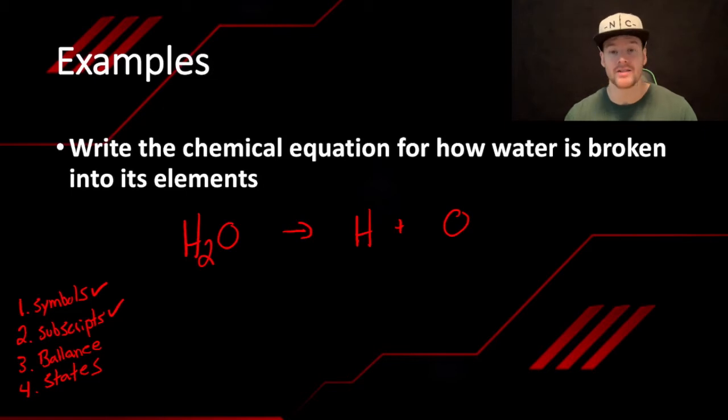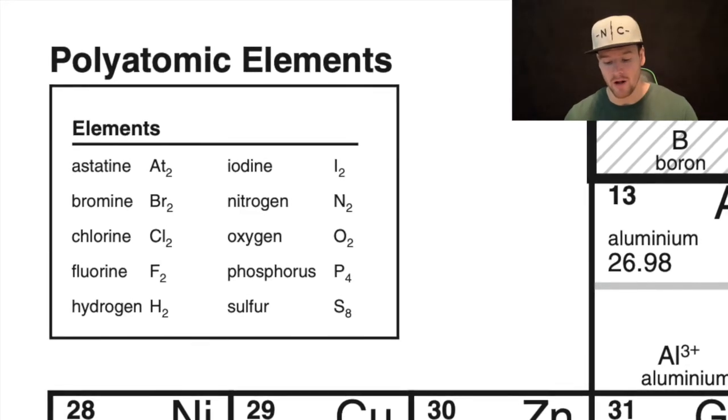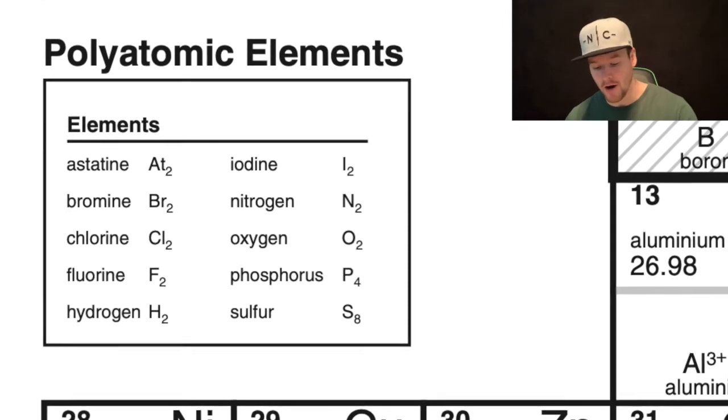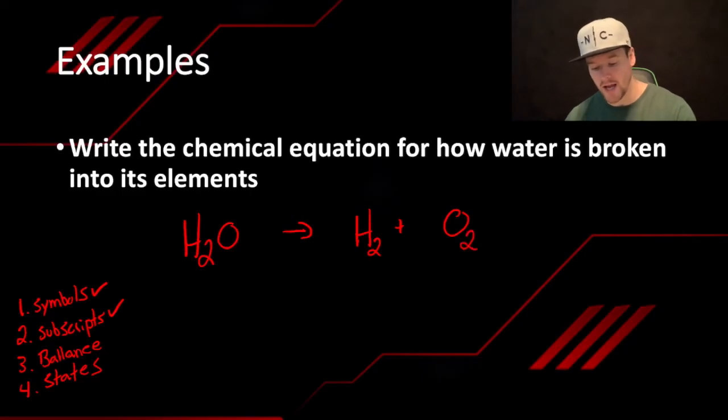Now we're going over to the other side, H and O. When they're on their own, we check that chart to see if they're polyatomic elements, and they both are. H exists in groups of 2 and O exists in groups of 2. So now our subscripts are done. I checked that off a little too early. Now they're done. And now we're going to balance the equation.